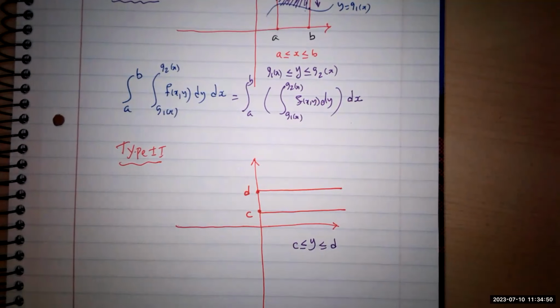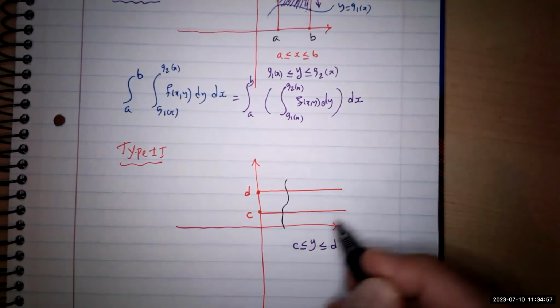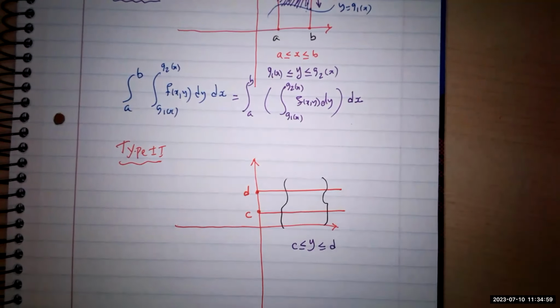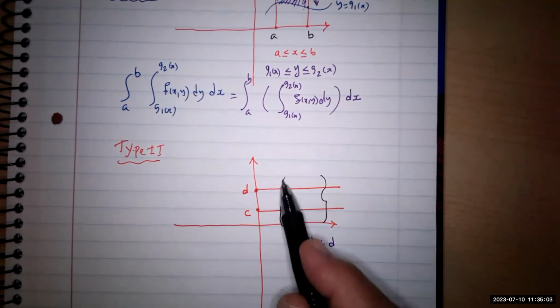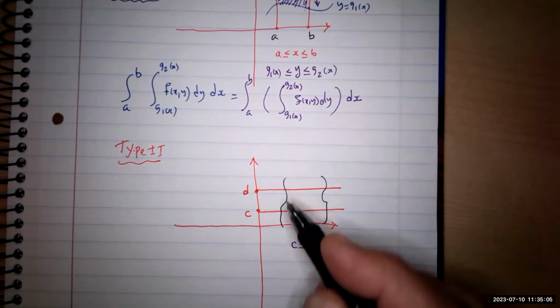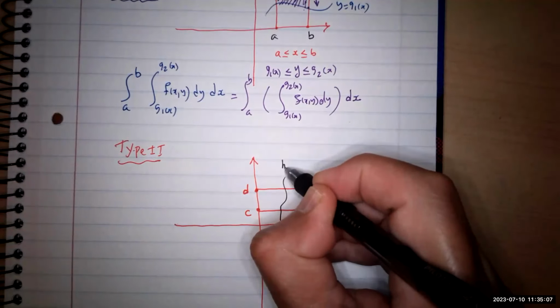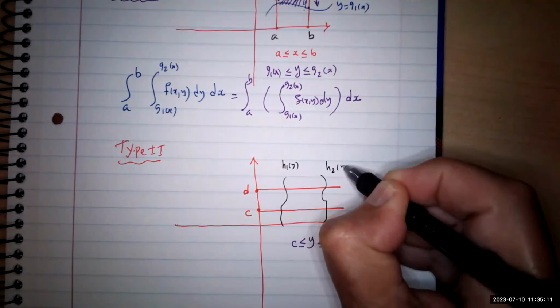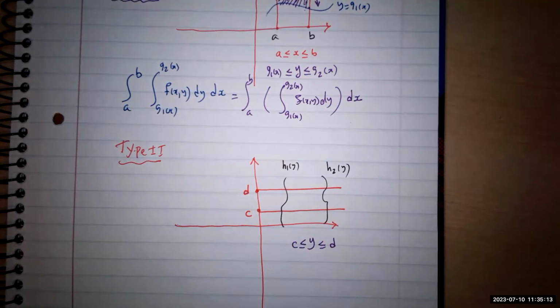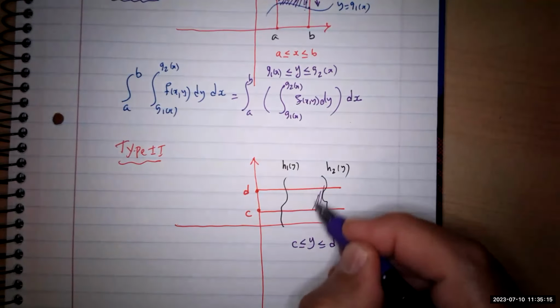Now x is going to be a kind of curvilinear format. So you may get a curve here, and you may get a curve here. This curve is going to be x equal to h1 of y, and we call this one h2 of y. So the region in question is going to be this one now. You see?